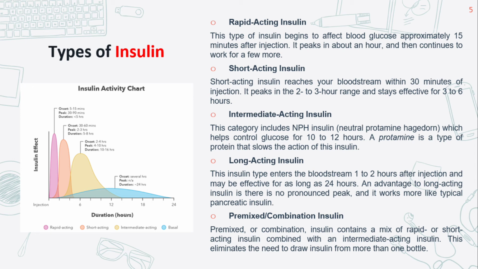The long-acting insulin reaches the bloodstream 1-2 hours after injection. It is effective for as long as 24 hours. There is no peak time for the long-acting insulin and it also acts like the typical pancreatic insulin. The long-acting insulin is useful for establishing a baseline for blood sugar level. Premix or combination insulin refers to a mix of rapid or short-acting insulin combined with an intermediate-acting insulin.